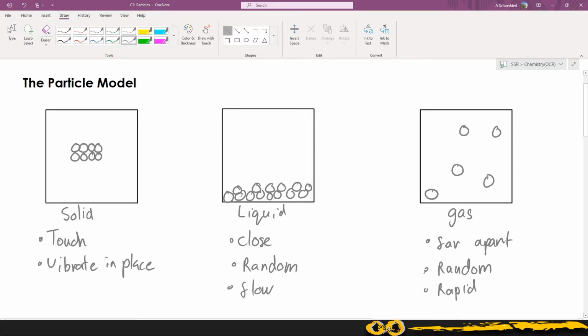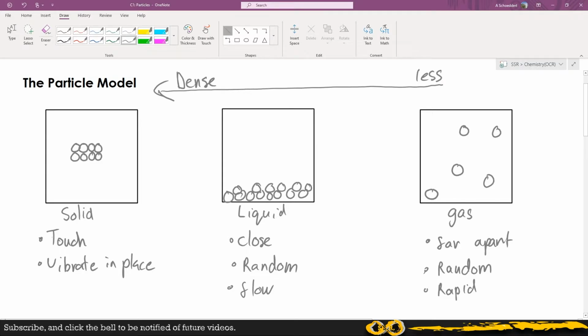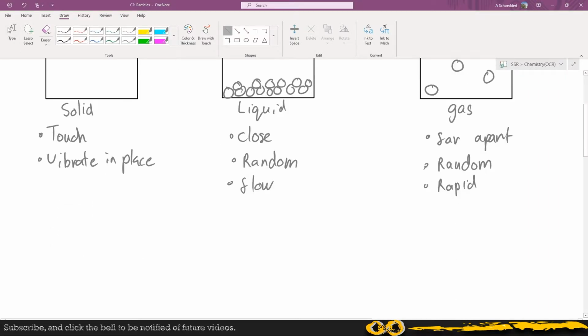It is also important that you understand that the density is going to decrease. The more dense is the solid and the less dense is the gas, and that's because there are fewer particles in the same space.